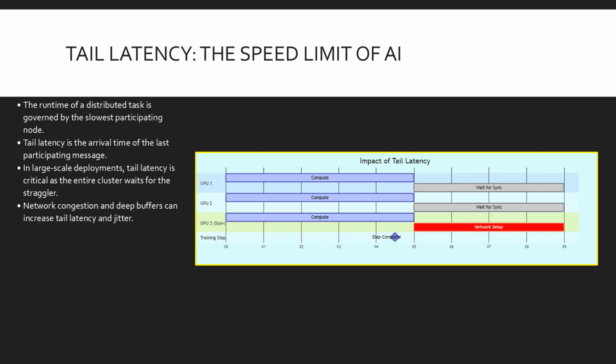In traditional web applications, average latency is a good metric. In distributed AI, it is meaningless. Here, the runtime of a distributed task is governed strictly by the slowest participating node. We call this tail latency. It is the time it takes for the very last message to arrive.